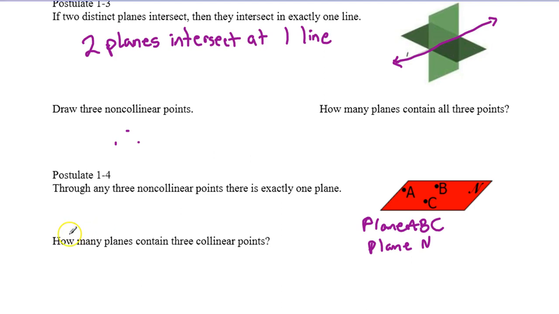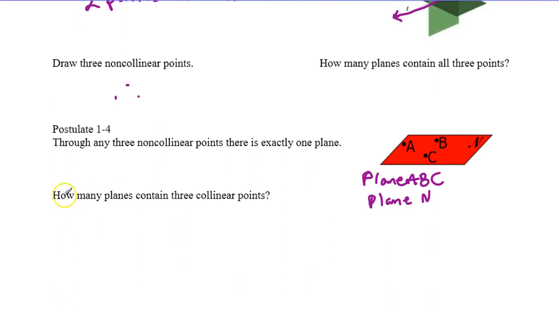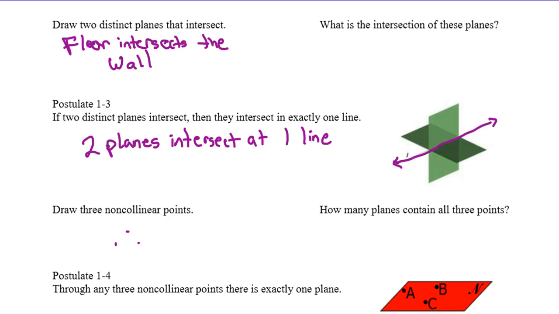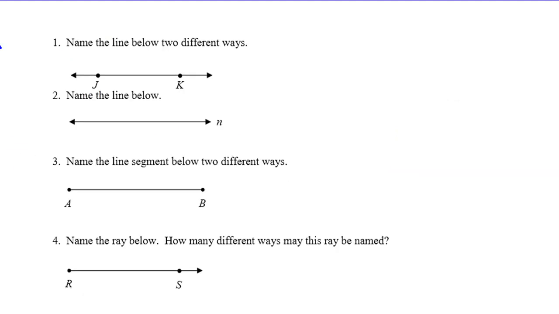So how many planes contain 3 collinear points? Well, if the points are all on the same line, then there is an infinite number of planes that can contain that line. Now, some of you might be like, how can that be infinite? And you have to remember that a plane doesn't actually take up any space, nor does a line.